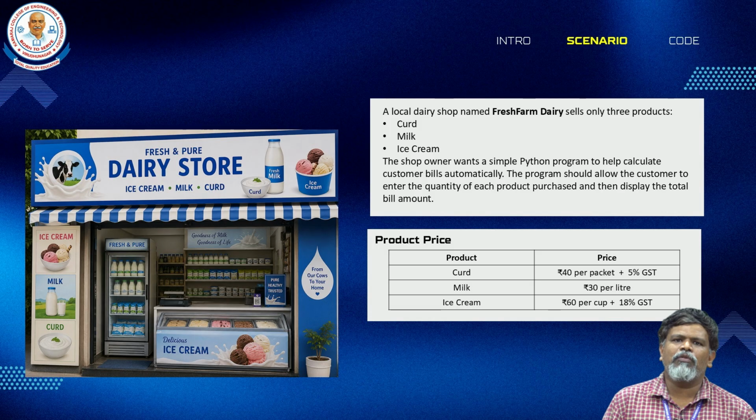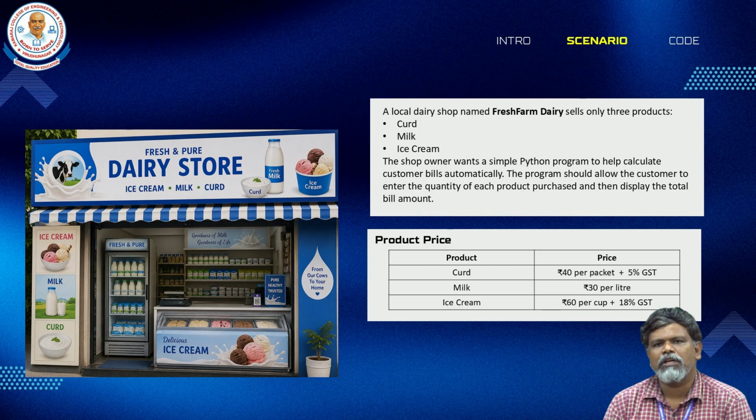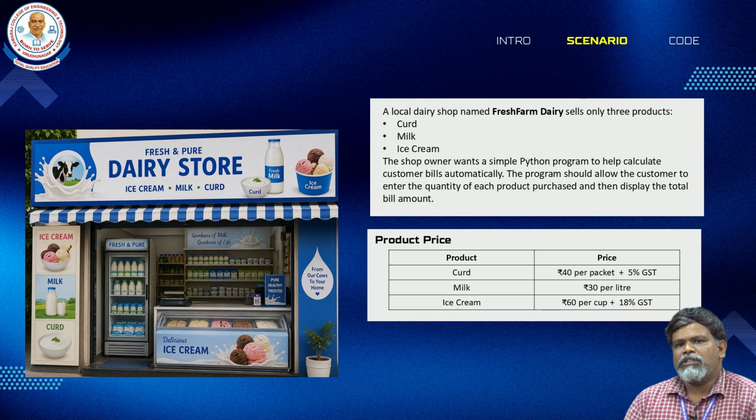So first of all, how are we going to start? Whenever you see a question, like this one: a local dairy shop named Fresh Daily sells only 3 products: curd, milk and ice cream. The shop owner wants a simple program to help calculate the customer bill automatically. The program should allow the customer to enter the quantity of each product purchased and then display the bill amount. So it's a small project.